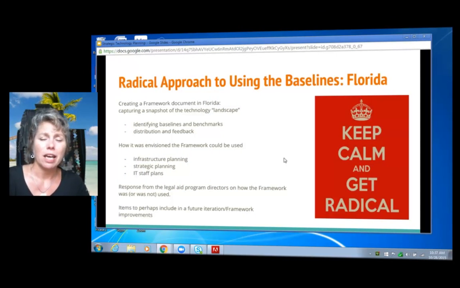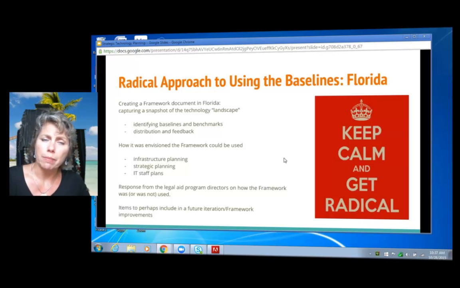I'm going to talk to you today about the Florida Technology Planning Framework that I did last year for the Florida Bar Foundation. The Florida Bar Foundation is the IOLTA funder in Florida and funds thirty-some-odd legal aid programs in the state. When we originally considered doing this, we wanted to create a statewide technology plan.